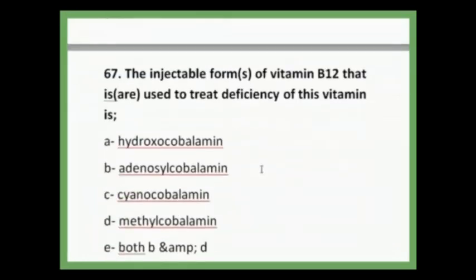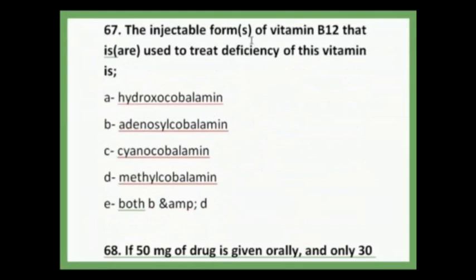Now the 7th MCQ, the injectable form of vitamin B12 that is used to treat deficiency of this vitamin is hydroxycobalamin, adenosylcobalamin, cyanocobalamin, methylcobalamin, or methylcobalamin, and the E option is both B and D. Now the correct answer to this MCQ is hydroxycobalamin.